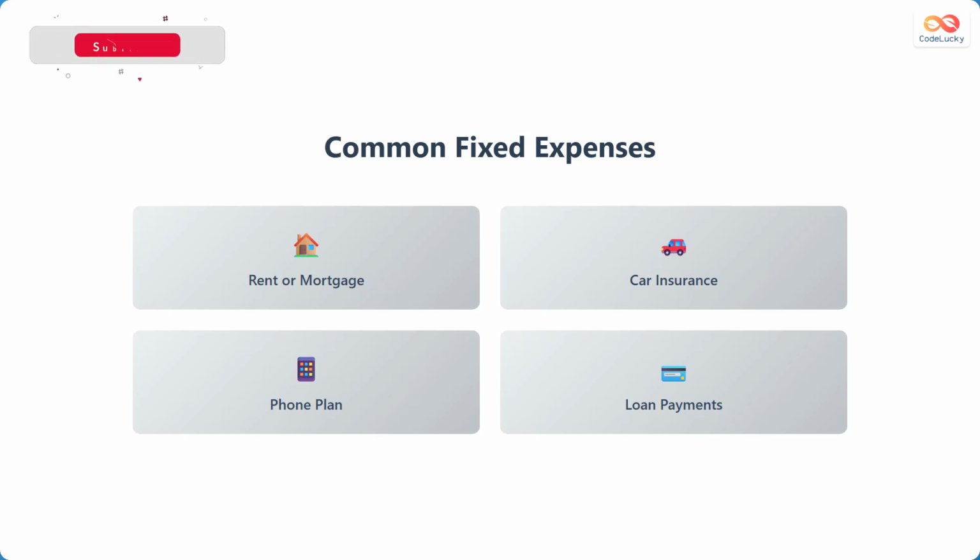Let's look at some typical fixed expenses you might encounter in your budget. Rent or mortgage payments are classic examples. You pay the same amount each month regardless of how much time you spend at home. Car insurance premiums remain constant throughout your policy period. Your phone plan costs the same monthly fee whether you use all your data or just a little. Loan payments, such as student loans or personal loans, have fixed monthly amounts until they're paid off. These expenses are contractual obligations that provide stability in your budget planning.